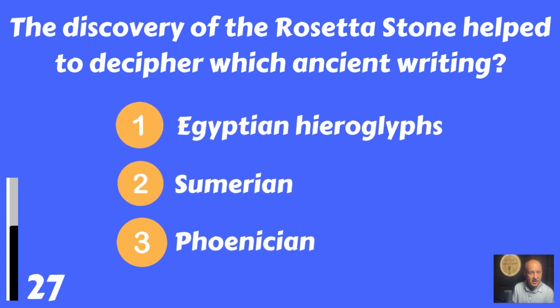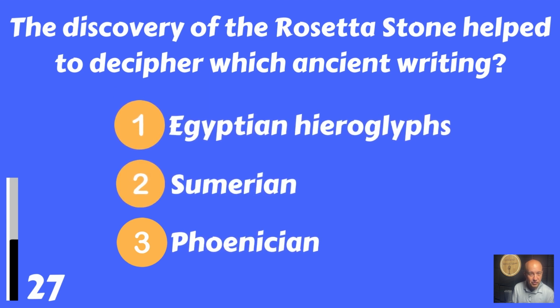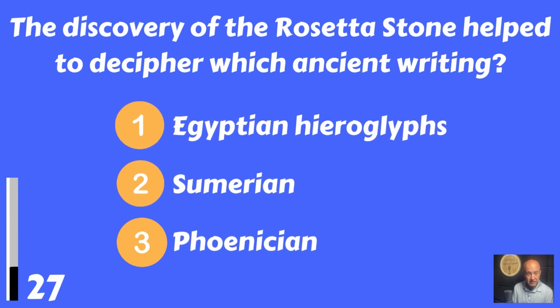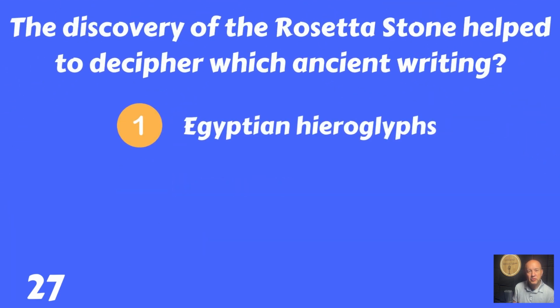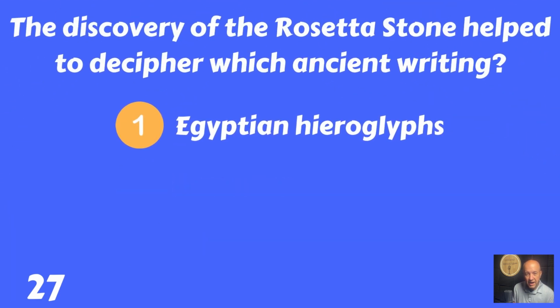The discovery of the Rosetta Stone helped to decipher which ancient writing? Was it Egyptian hieroglyphs, Sumerian, or Phoenician writing? It helped to decipher Egyptian hieroglyphs.